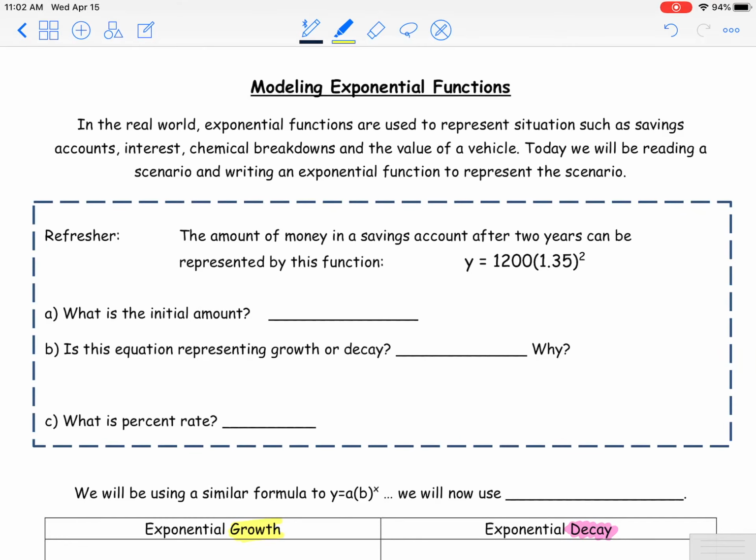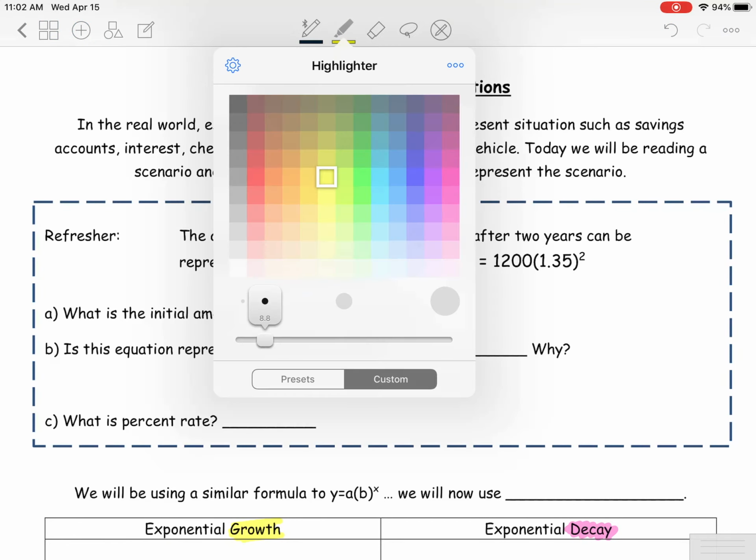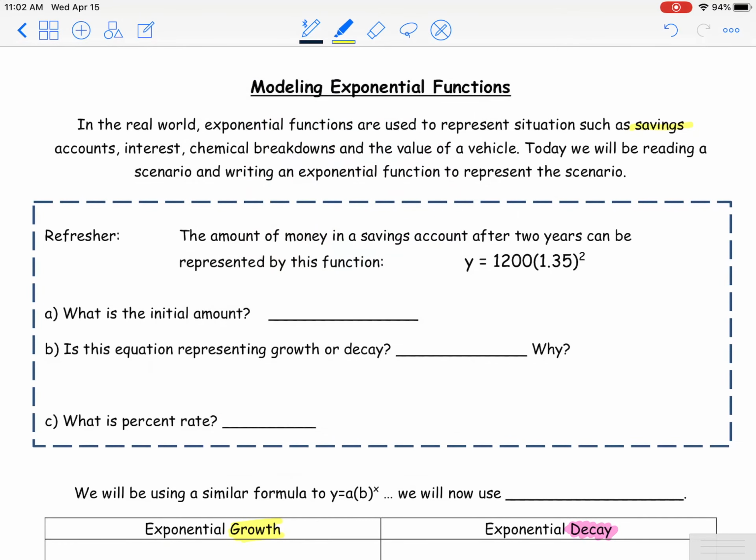All right, guys, we're going to move on to exponential functions, but as word problems, okay? So in the real world, exponential functions are used to represent situations such as savings accounts. I'll highlight these because these are going to be the important parts. Savings accounts, interest, chemical breakdowns, and the value of a vehicle. Today we'll be reading a couple scenarios and writing an exponential function to represent each scenario.